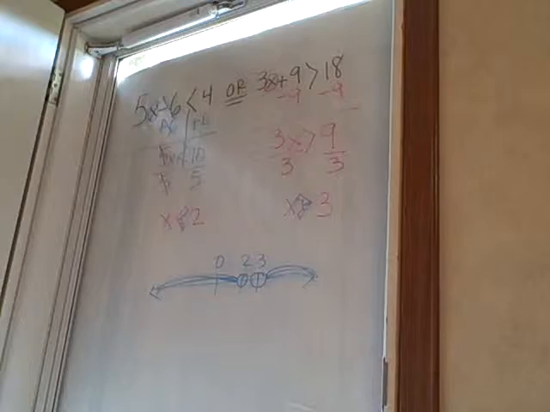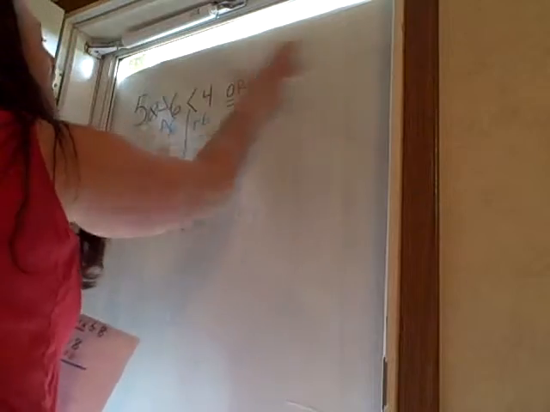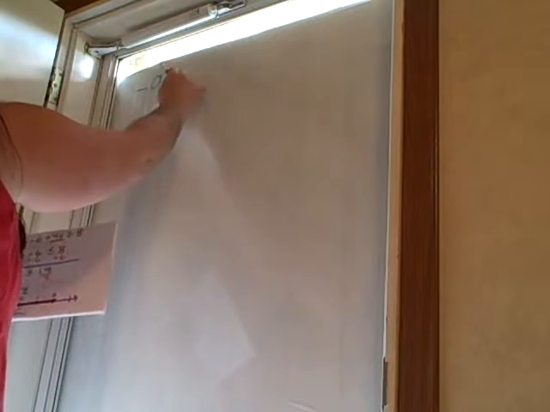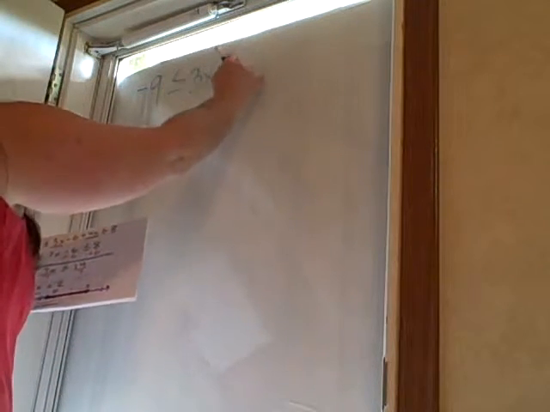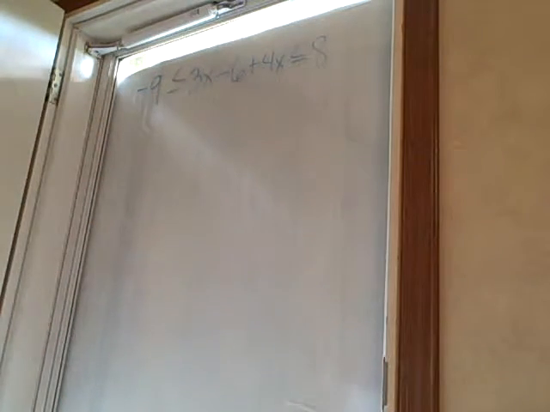Let's take a look at our next example. Our next example is one that has and. We usually do not see the word and in our compound inequalities because we do not translate our compound inequality. We just solve it as it's given to us. This problem starts negative 9 less than or equal to 3x minus 6 plus 4x is less than or equal to 8.